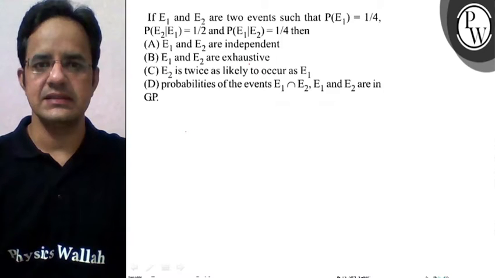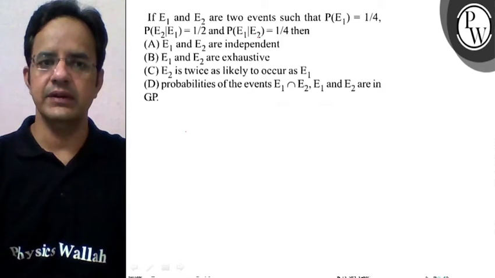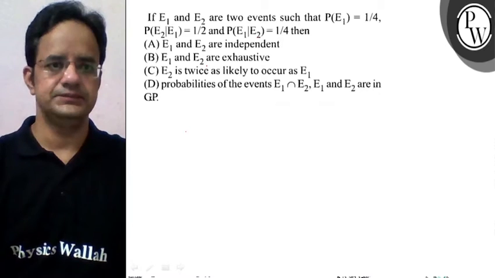The problem says: if E1 and E2 are two events such that the probability of E1 is 1 by 4, the probability of E2 upon E1 is 1 by 2, and the probability of E1 upon E2 is 1 by 4, then which of the options are correct options?